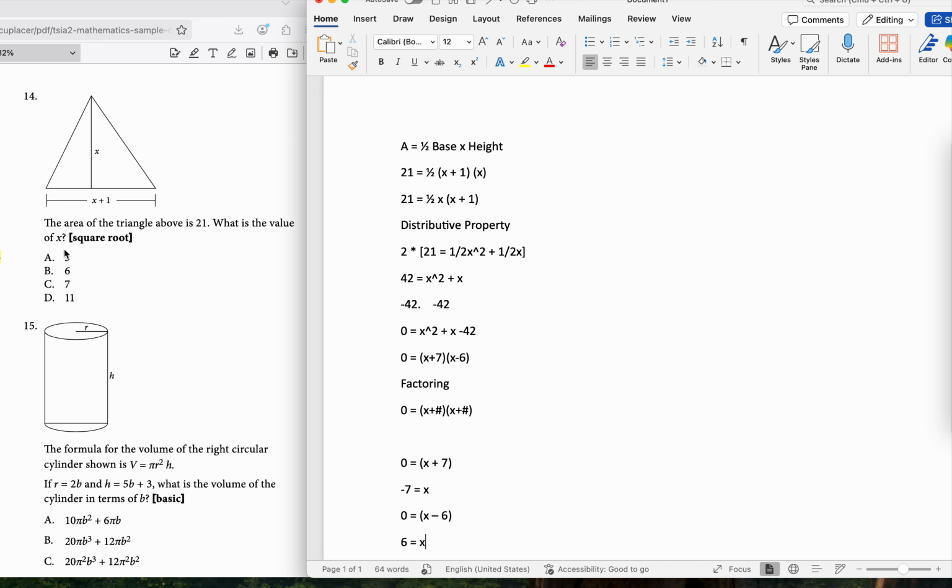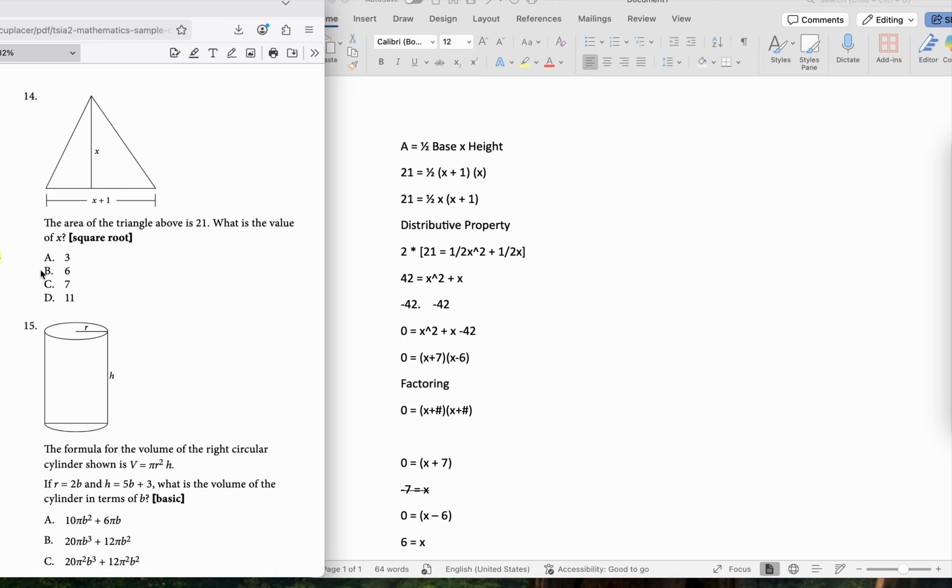So it's asking what the value of x is. There's no such thing as a negative measurement, and so we can't have negative 7 here. So the only answer choice would then be 6, and so that would be B.